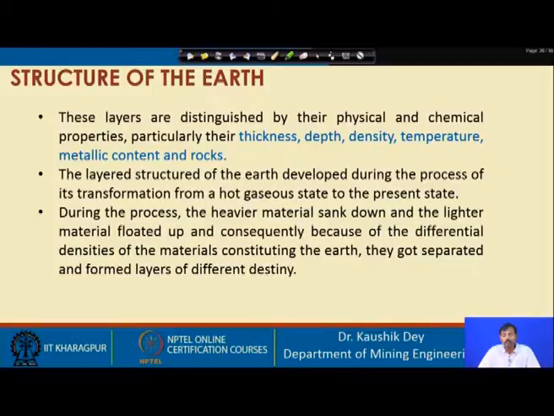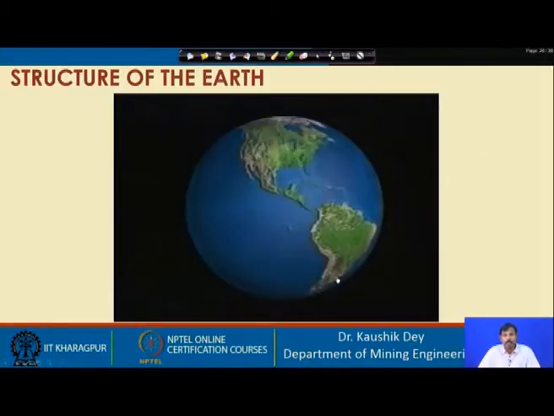The layer structures of the earth developed during the process of its transformation from the hot gaseous state to the present state. During this process, the heavier materials sank and lighter materials floated, and consequently differential density materials formed. You can find that the density of the earth crust is lesser than the center of the earth. In fact, in some places it goes to a density of 18, 20 something like that.